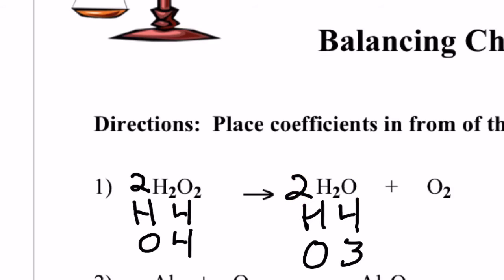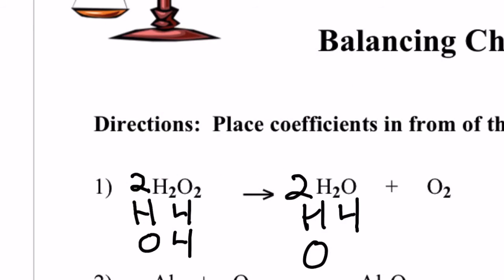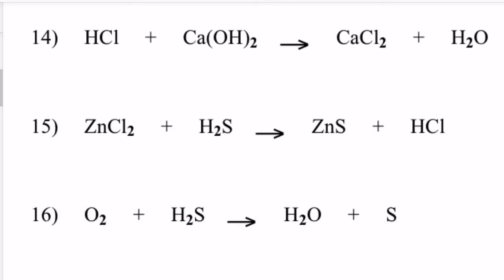Hopefully that math wasn't too hard. So now I have 2 oxygens here and 2 oxygens here, so a total of 4 oxygens. So I have 4 hydrogens, 4 hydrogens, 4 oxygens, 4 oxygens. The equation is balanced. Let's do another example.